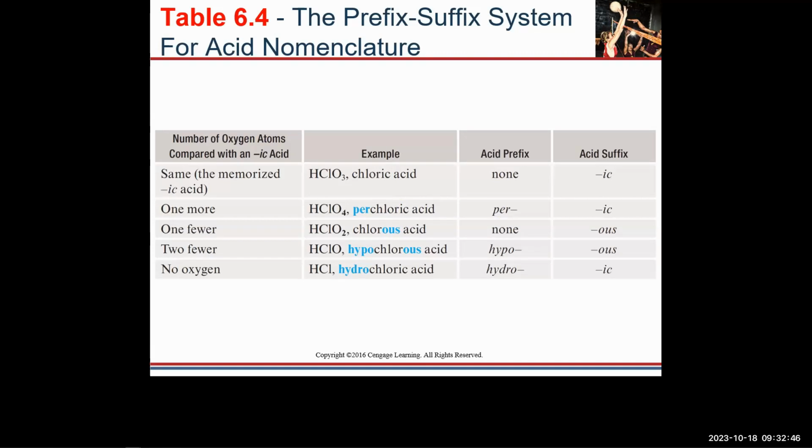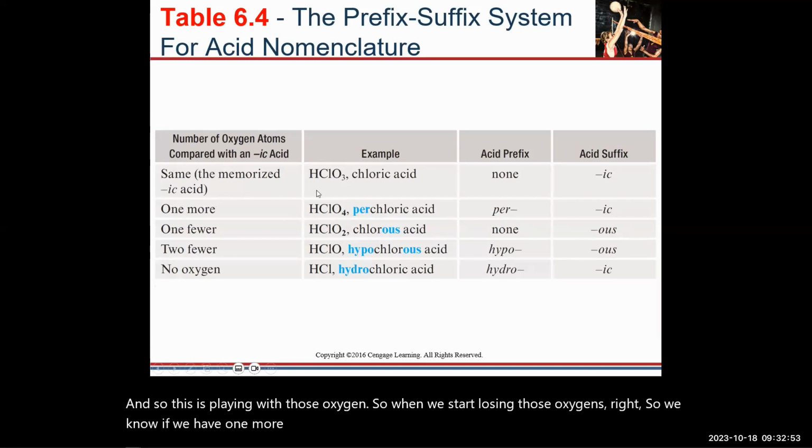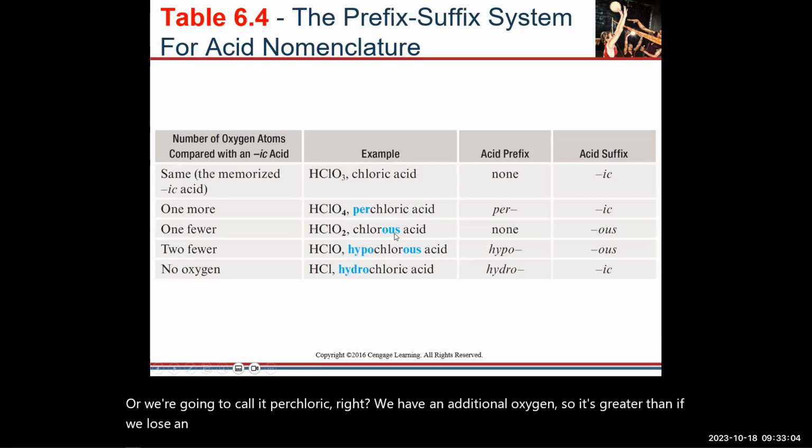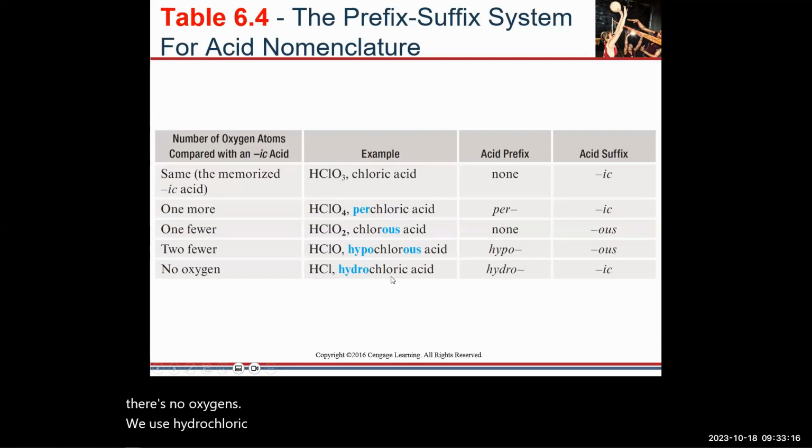And so this is playing with those oxygens. When we start losing those oxygens, we know if we have one more oxygen, we're going to call it perchloric. We have an additional oxygen, so it's per-. If we lose an oxygen, it's -OUS. If we lose 2 oxygens, it's hypo-OUS. And then if there's no oxygens, we use hydrochloric. Okay.